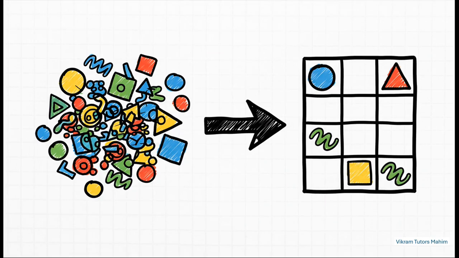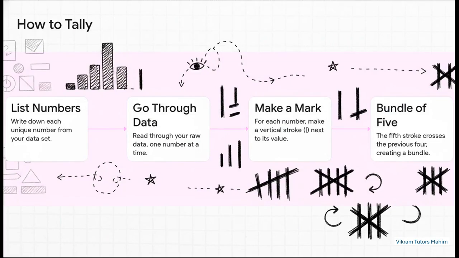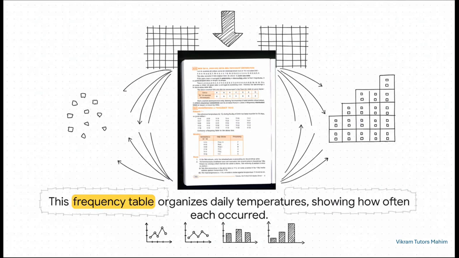Well, the first step is pretty simple. We just need to organize the numbers. Let's get them in order. The first tool we're going to use is frequency. It just means counting how often each number shows up. Simple. We use tally marks to count everything up. You just make a little stroke for each one you find. And this gives us a frequency distribution table. Now the data is neat, organized, and way easier to read.